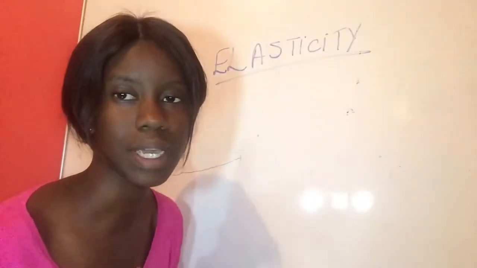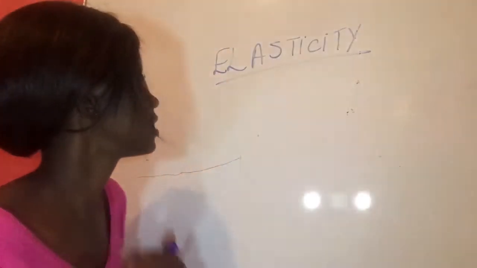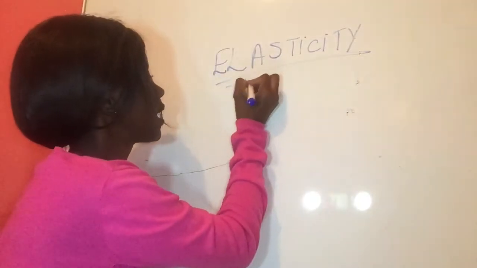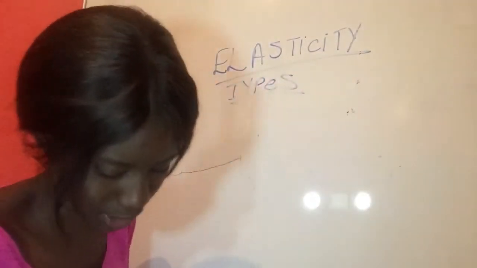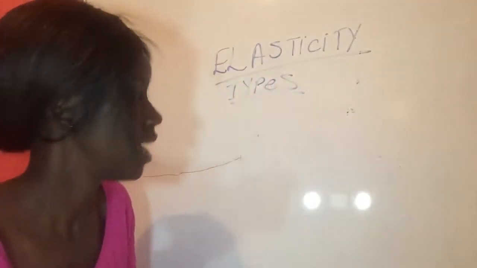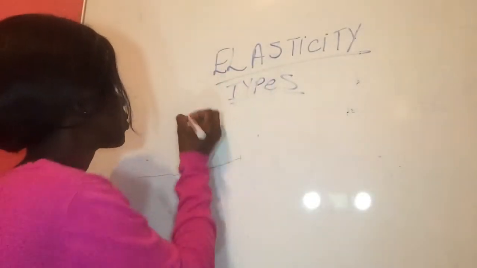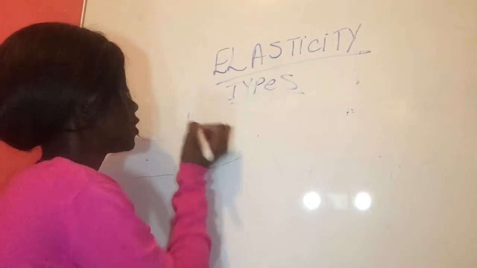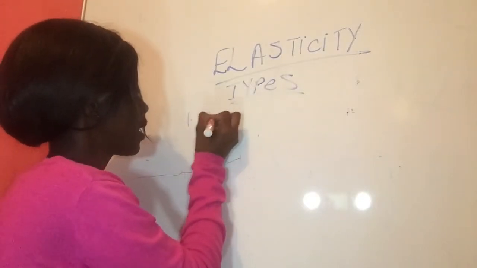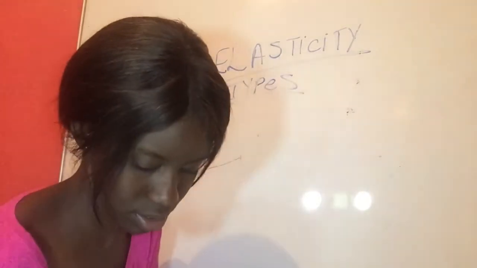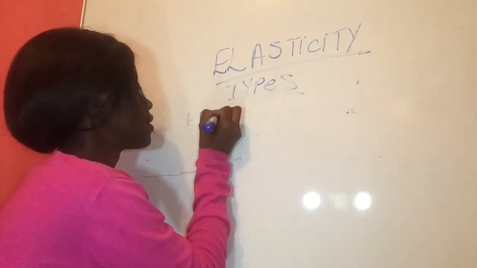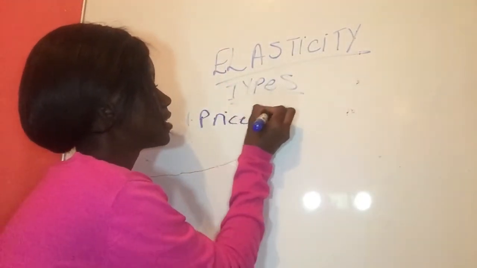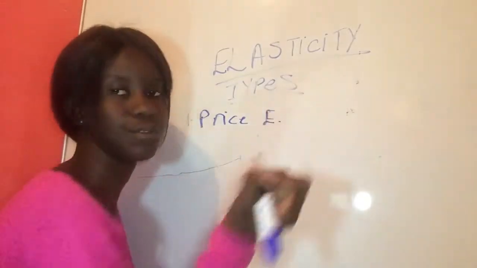Okay, so next we come to the types of elasticity. So yeah, types of elasticity. The first one is the price elasticity. I won't write it in full because of space.